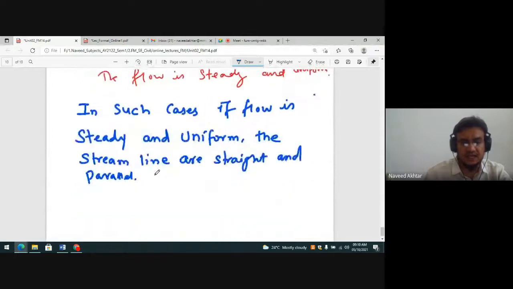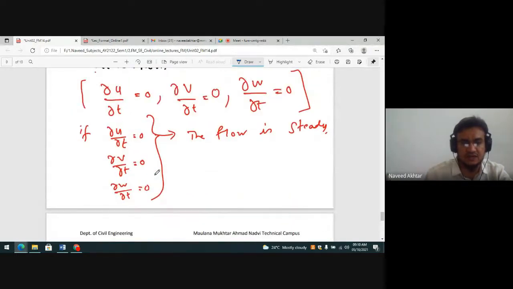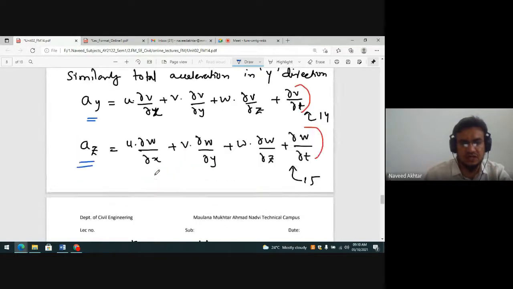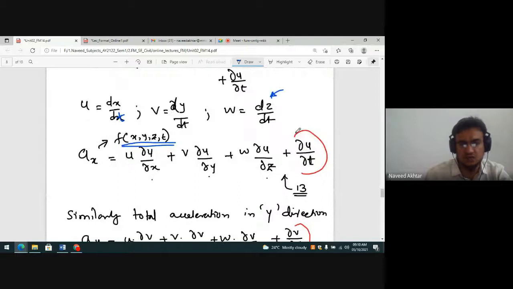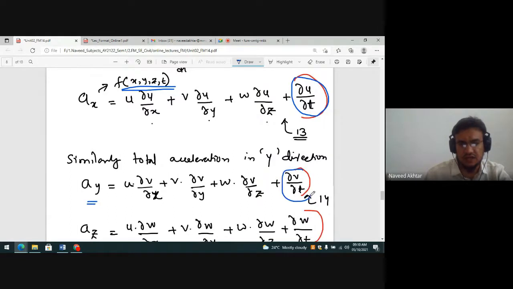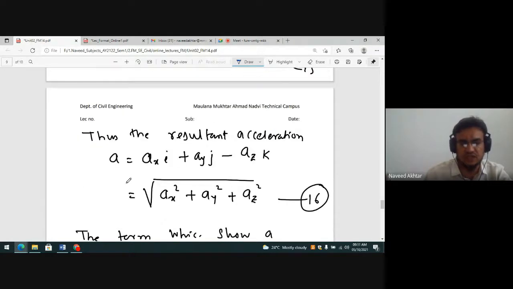If the flow is steady, it means that the local acceleration will be zero. The first term is the local acceleration. Here dou u by dou t is nothing but the local acceleration, and here dou w by dou t is also local acceleration. If this is zero, it means that the flow is steady.